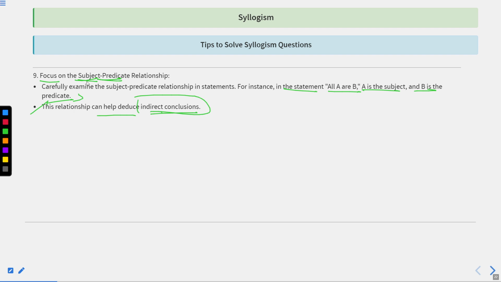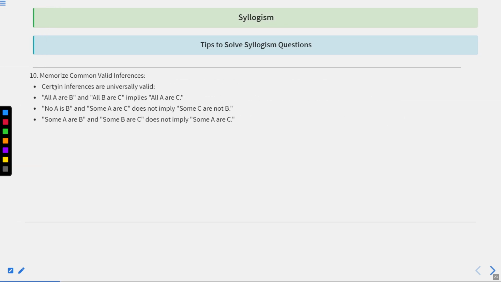Identifying the subject and the predicate becomes a very important point of discussion whenever we are talking about syllogism. Okay. Now, the last portion: memorize commonly valid inferences. Very important for you, my dear students. All A are B and all B are C. We have talked about this in polysyllogism, which implies that all A are C. This is an example of polysyllogism.